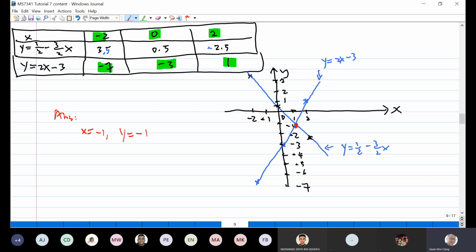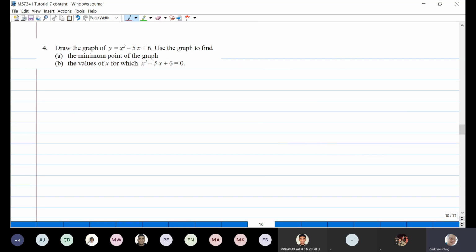Okay, so I move on to the last question. Questions 4 and 5 are similar, so I do question 4. Okay, this time draw the graph of x squared minus 5x plus 6. Use the graph to find the minimum point of the graph and the values where it is equal to 0. Okay, how to answer this? So draw the graph first.